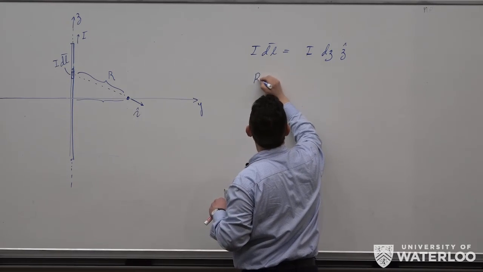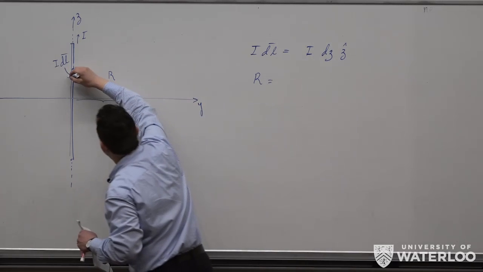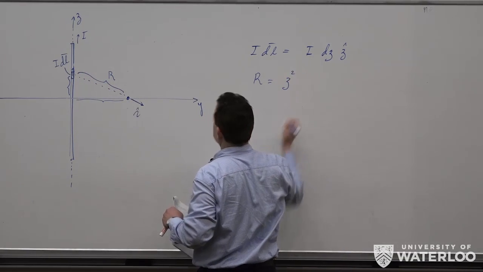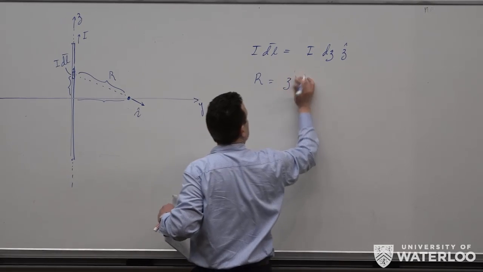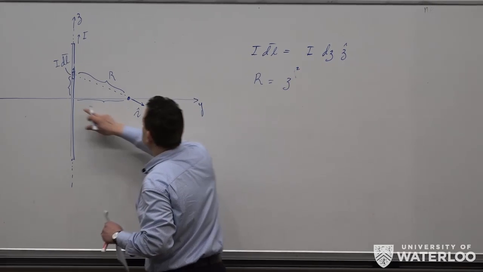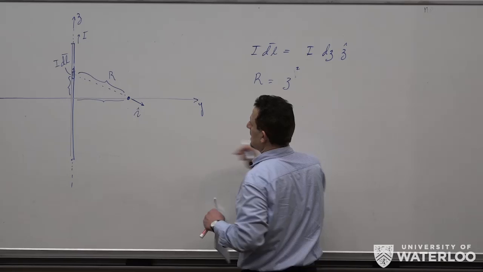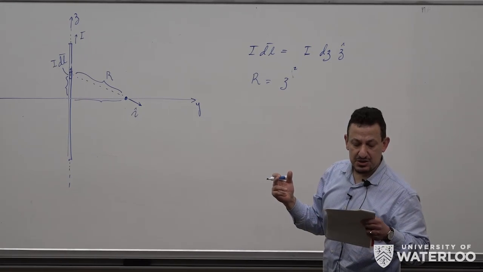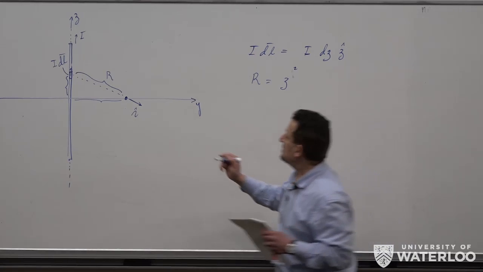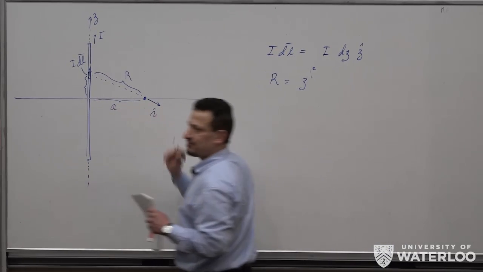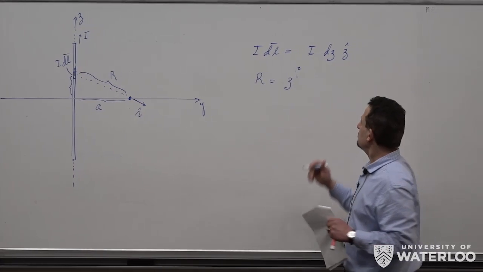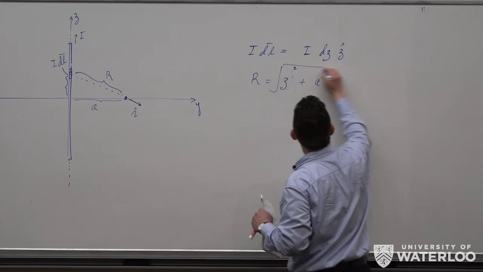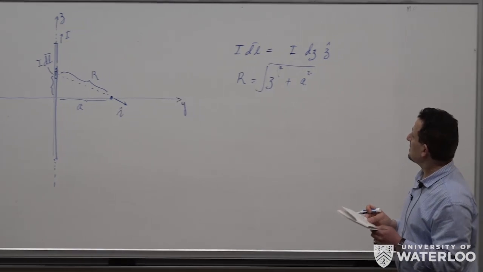So R will be this distance here squared, so it will be Z squared. I'm going to give myself some root, Z squared plus R or Y, either one. If this is a fixed distance, I don't have to use Y or R, I can use A. So the square root of A squared plus Z squared. This is R.